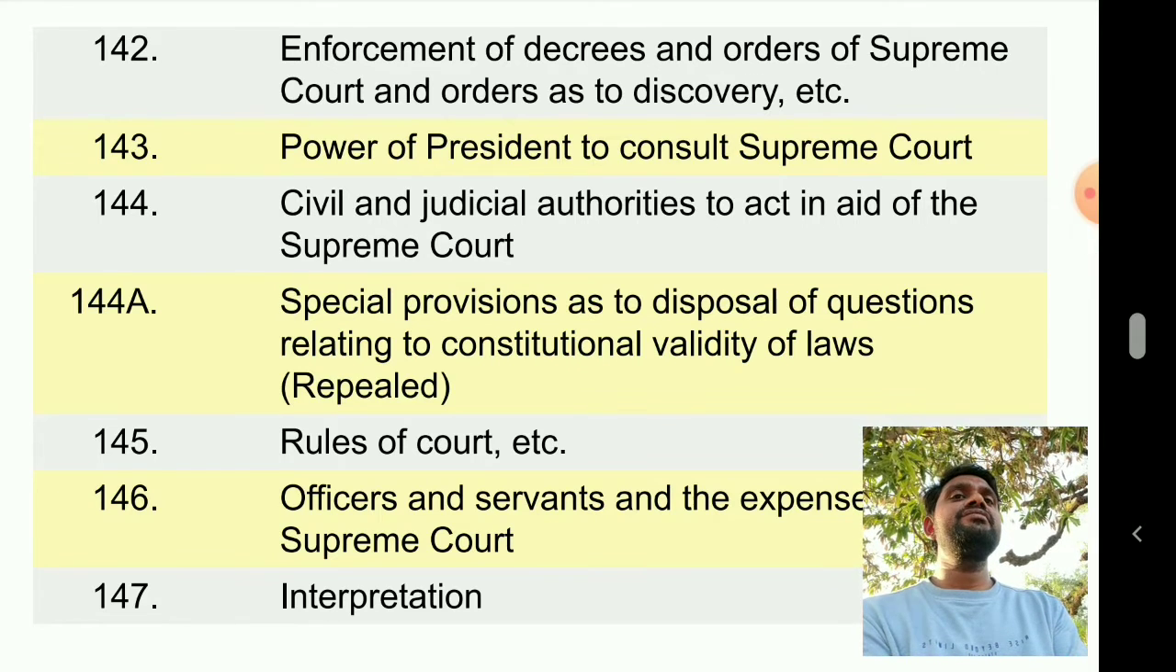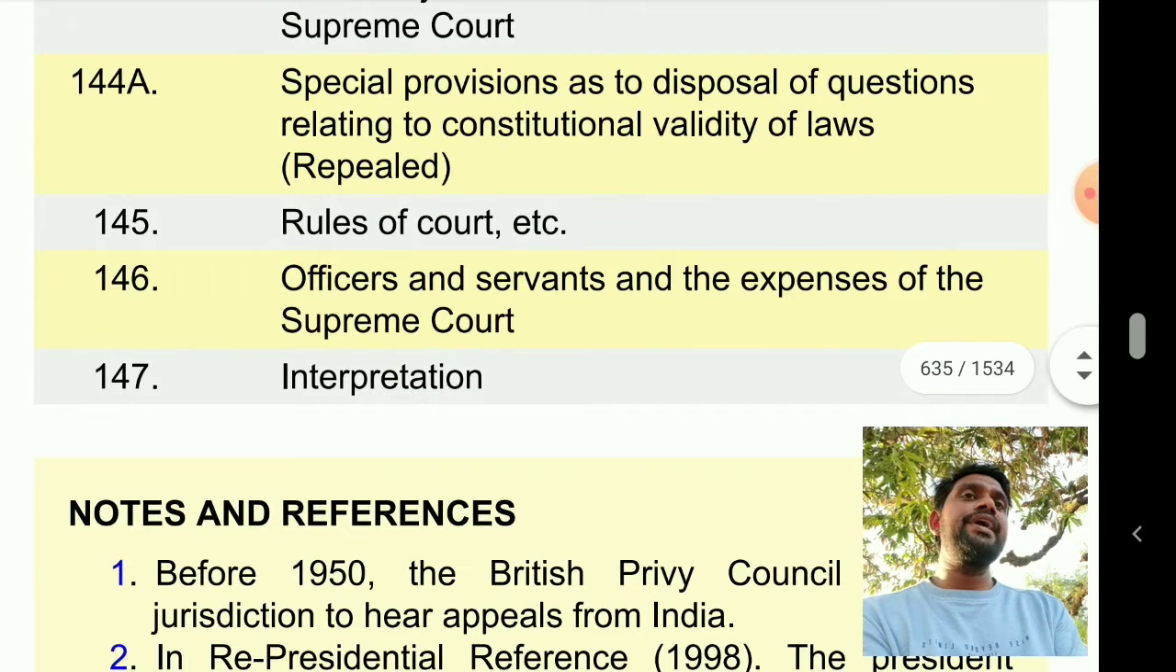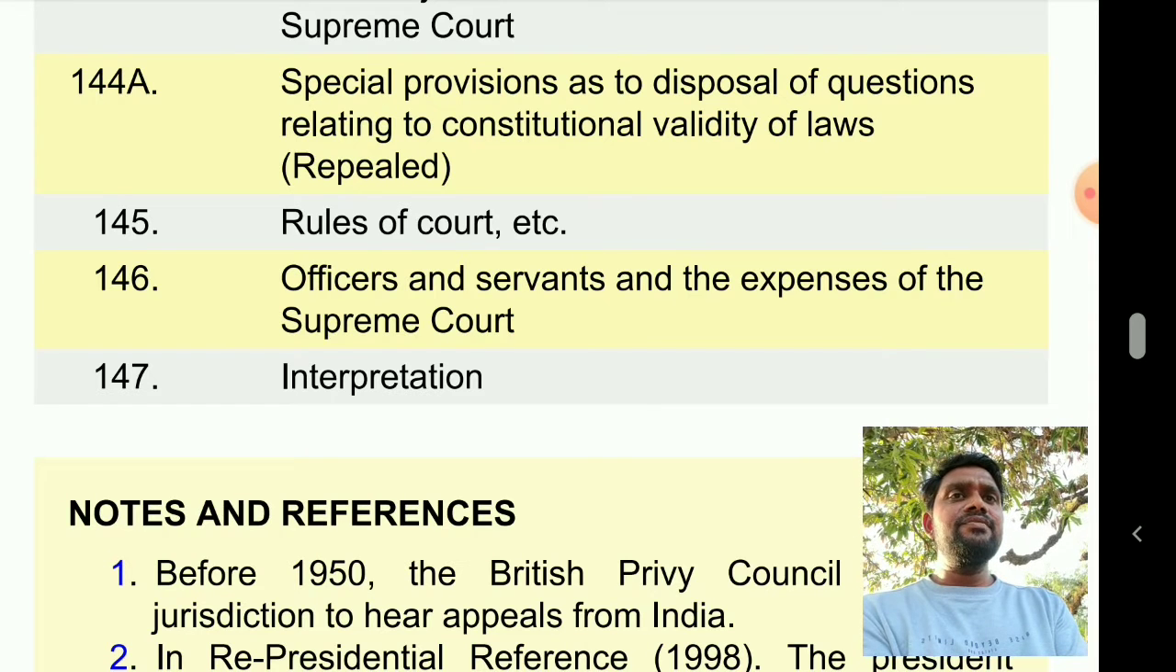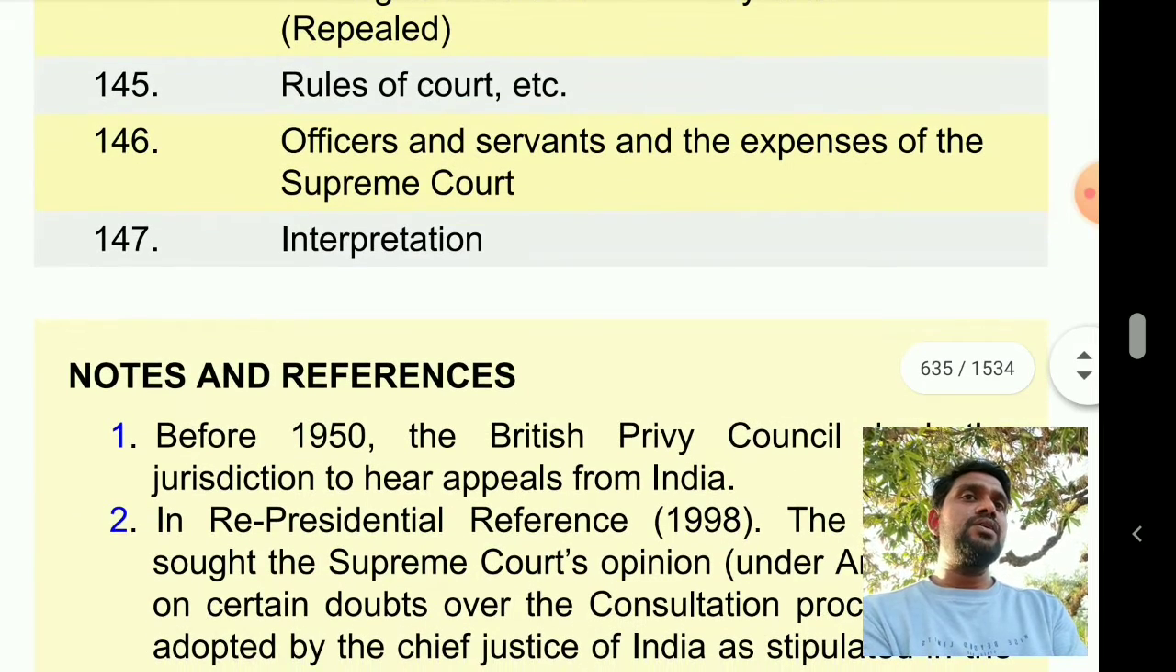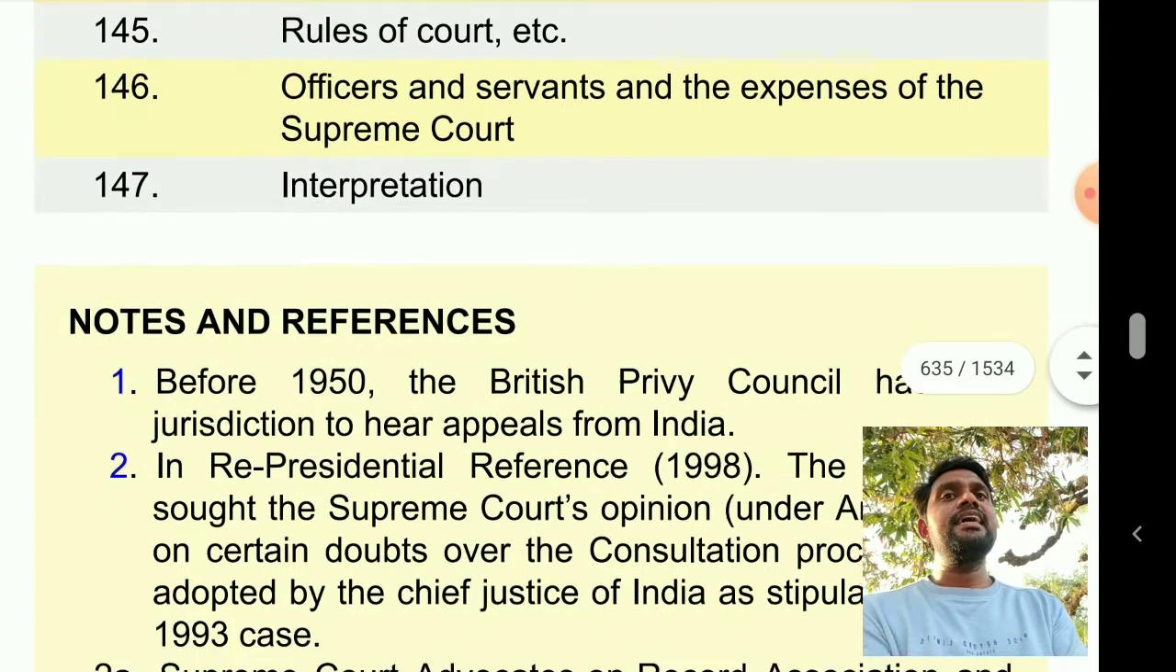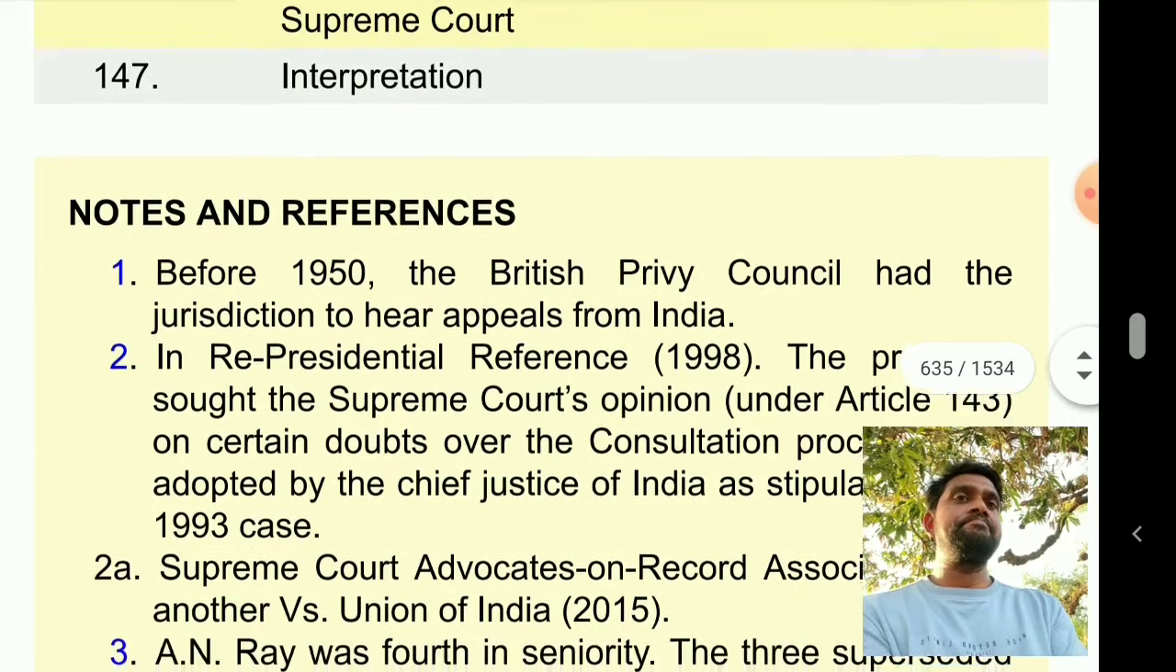Next, under Article 143, power of President to consult Supreme Court. Next, under Article 144, civil and judicial authorities to act in aid of the Supreme Court. Next is under Article 144A, special provisions as to disposal of questions relating to constitutional validity of laws, that is also repealed. Next, under Article 145, rules of court, etc. Next, under Article 146, officers and servants and the expenses of the Supreme Court. Next, under Article 147, interpretation.